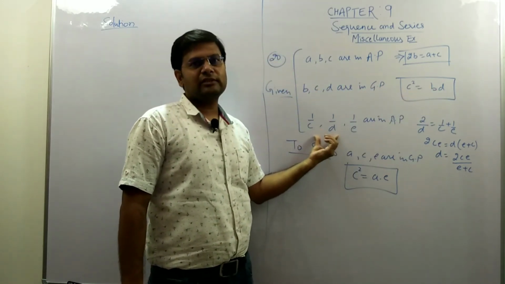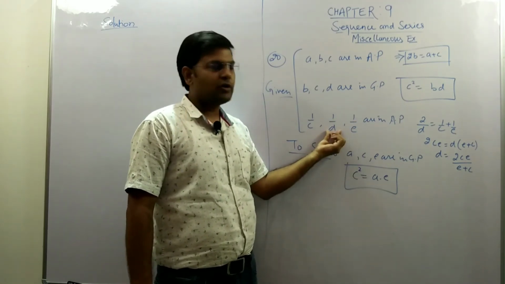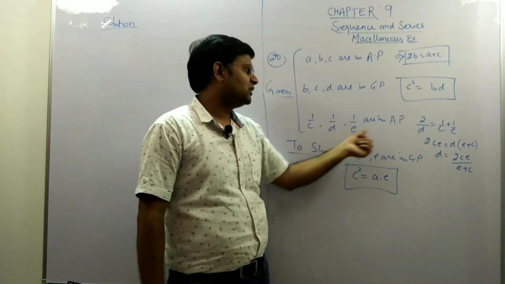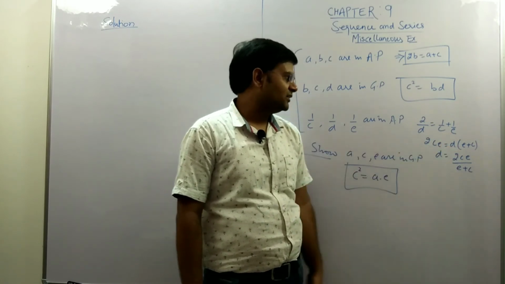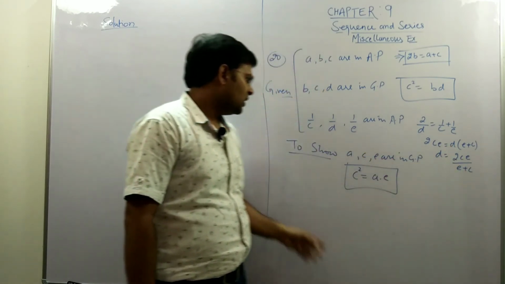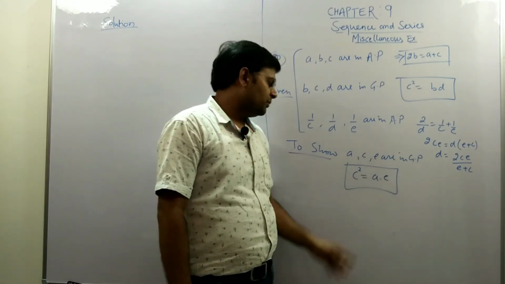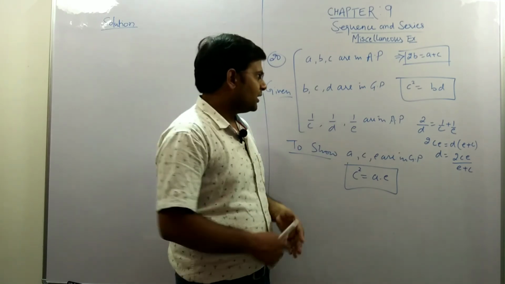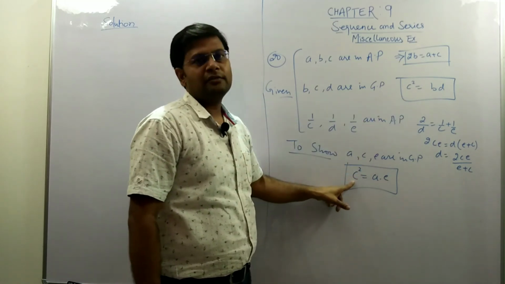Now third information is that 1 upon c, 1 upon d, 1 upon e are in AP. Again this middle term 1 upon d is the arithmetic mean. So 2 upon d will be equal to 1 upon c plus 1 upon e. You now do the cross multiplication, after taking LCM, d will be 2ce upon e plus c, and we have to show at last that a, c, e are in GP. It means we have to show c square equal to a into e. So in this given information we have c square, and here also we have c square.